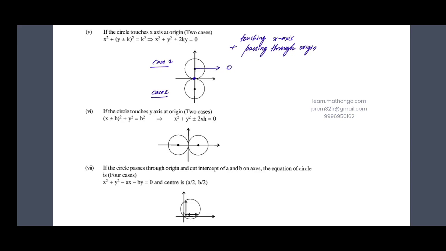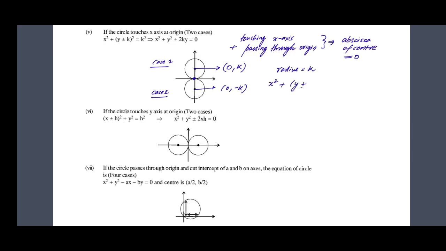Now the good point is here, since it is touching the x-axis and it is passing through origin, this implies that the abscissa of the center is going to be 0. That is a very important funda. So it is 0 comma k, or it is going to be 0 comma minus k. And obviously since it is touching the x-axis, the radius is nothing but k. So it becomes x square plus (y plus or minus k) square equal to k square. This is going to be the answer. Very important case, right?